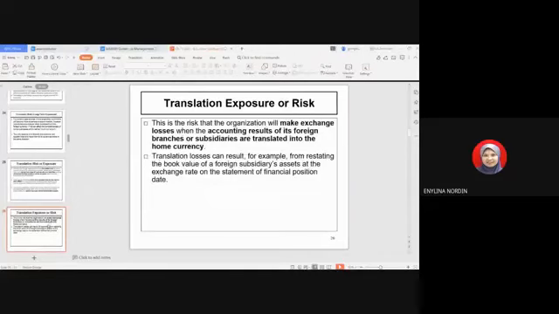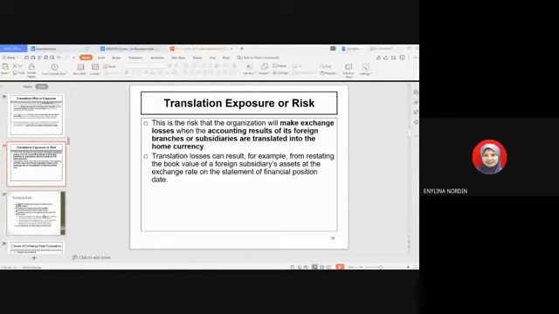Okay, the translation risk, that means it refers to the losses that result from restating the book value of the foreign subsidiary's asset, right, at the exchange rate on the statement of financial position date. Okay, so I think you can read here.